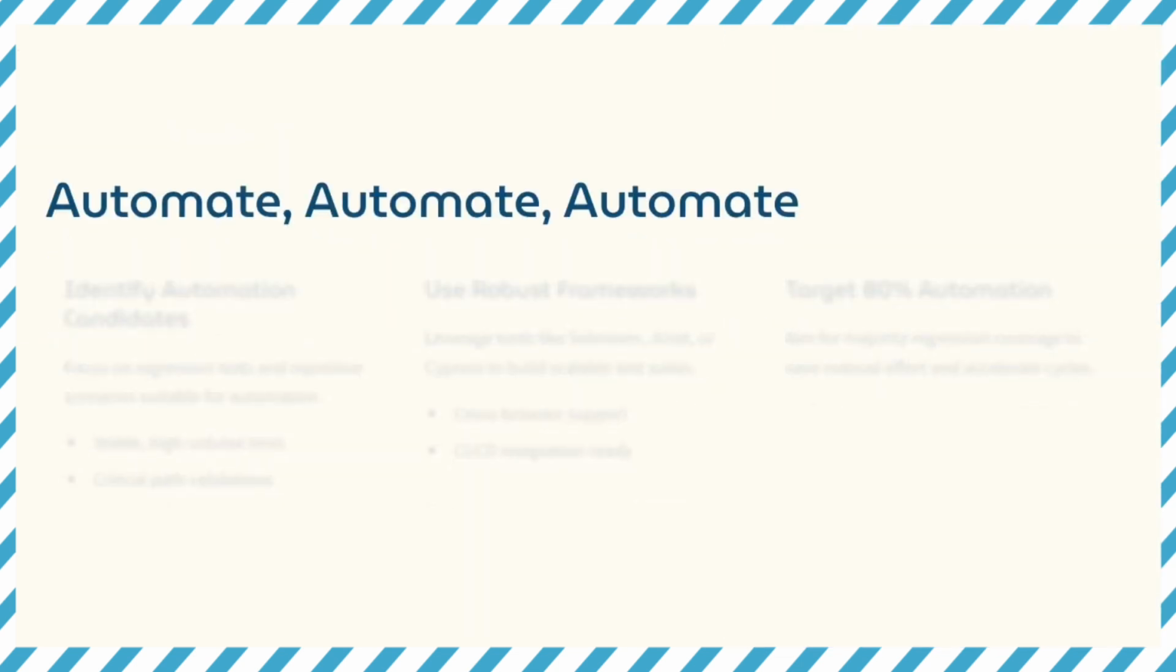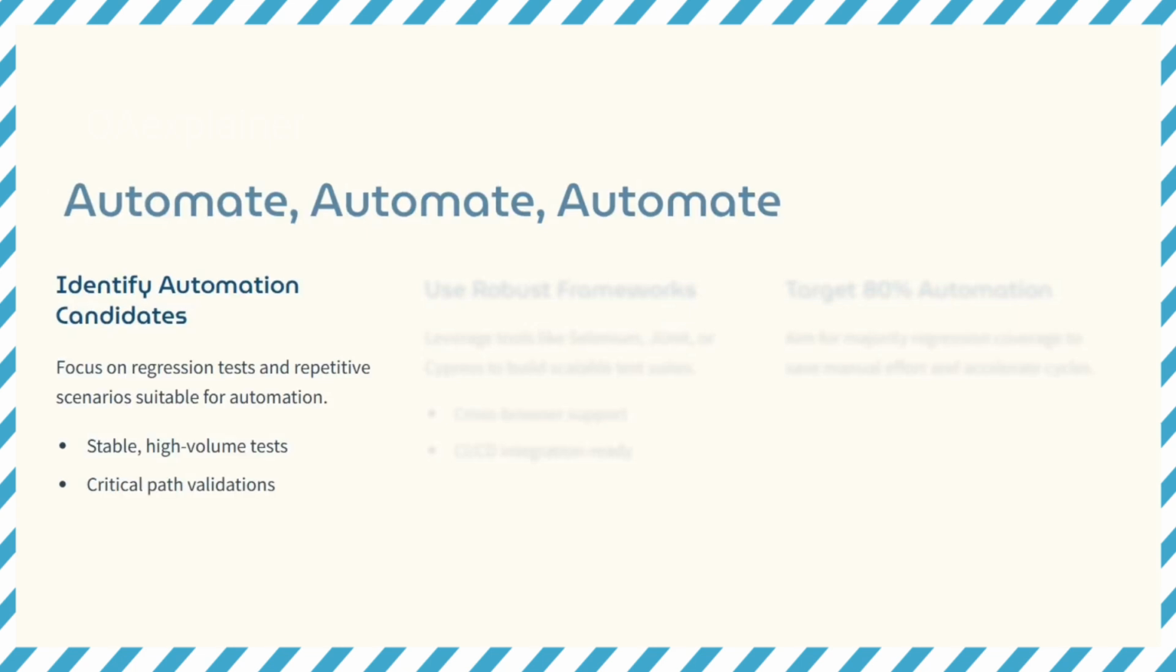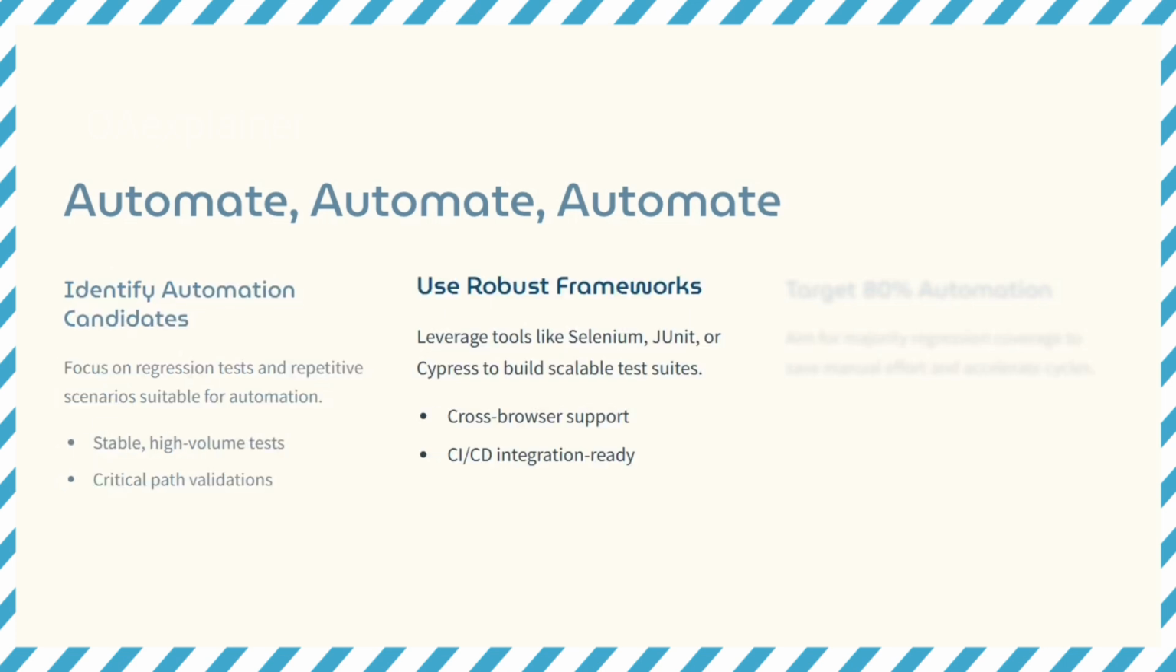Now, automate, automate, automate. Why do I use these three words? Because automation is a very, very important part of every release process, guys. Our main focus needs to be automating the regression test cases that are repetitive in nature, high volume tests, and critical path validation. Then we need to use a robust framework. There are lots of tools out there, and we need to leverage tools like Selenium, JUnit, Cypress, or Playwright.